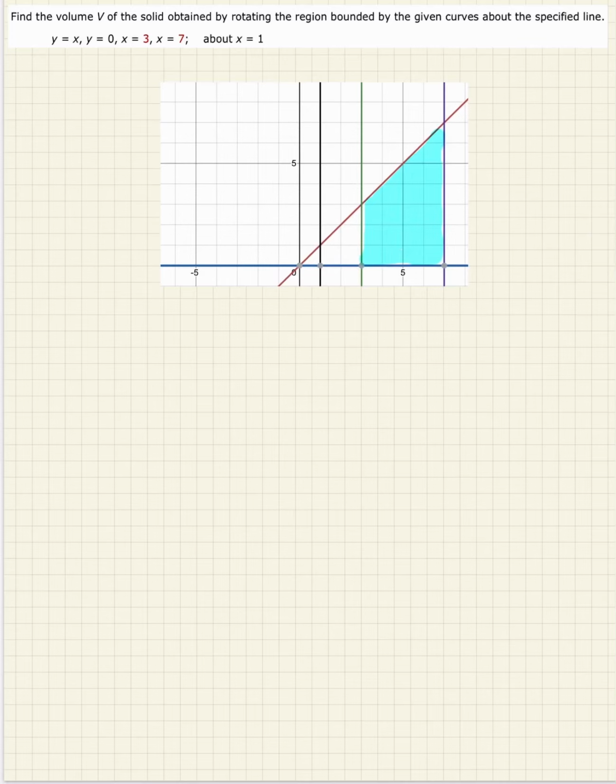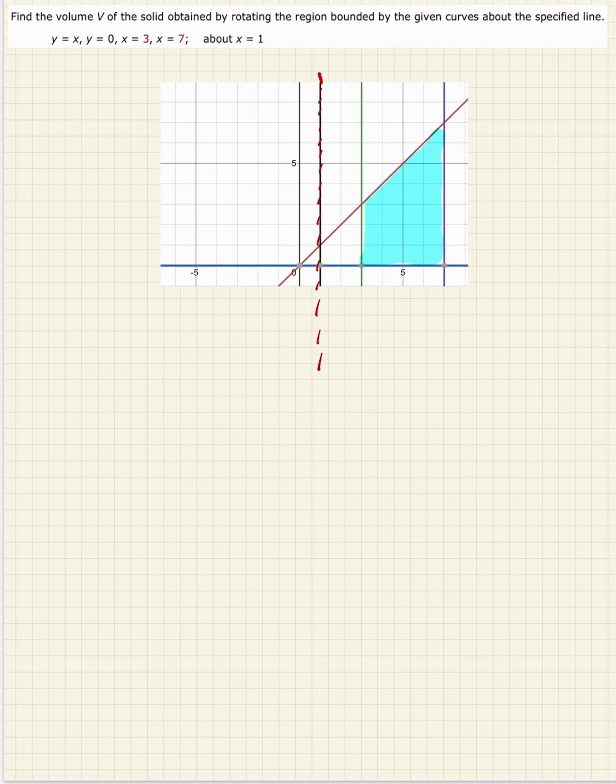Find the volume of the solid obtained by rotating the region bounded by the given curves about the specified line. So we have the graph of this region here, and if we were to rotate it about the line x equals 1, it would go around this line here. And if we did that, we would wind up with a mirror image of this shape.